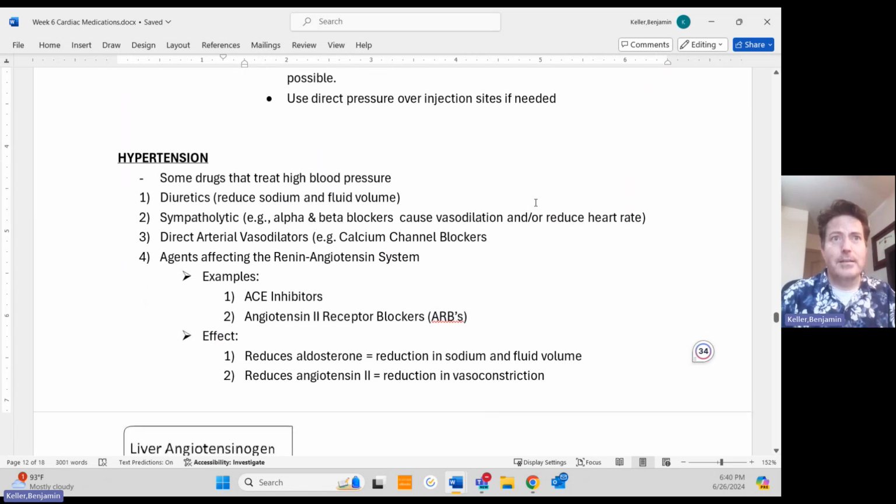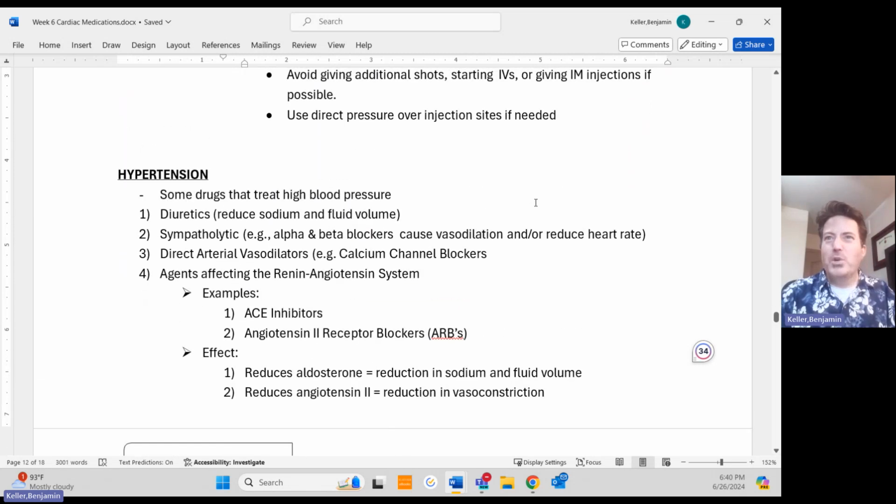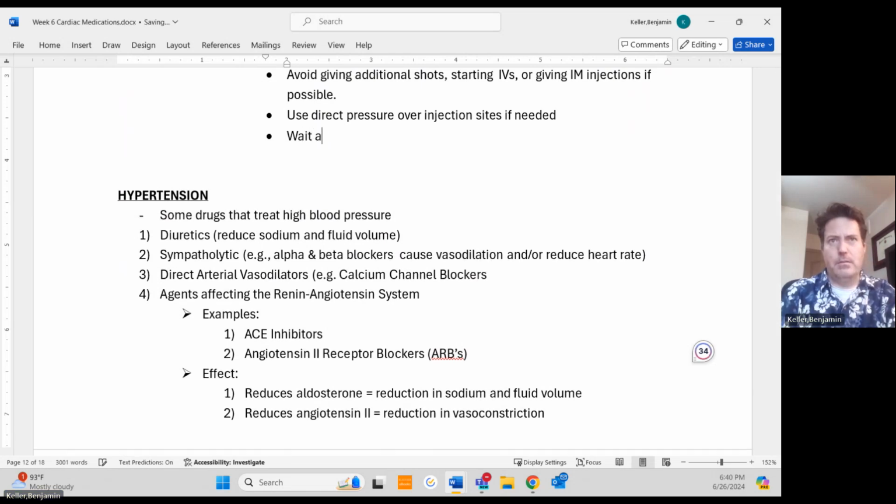It breaks up clots. Hypertension. Oh, and you want to wait 24 hours before you give them anything like aspirin. So wait at least 24 hours.